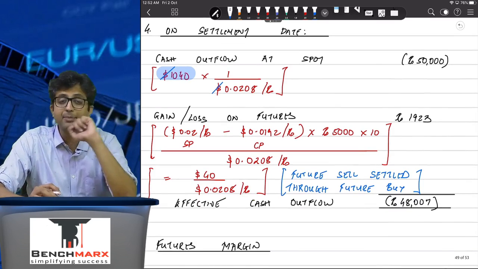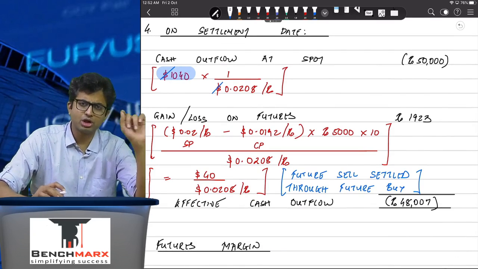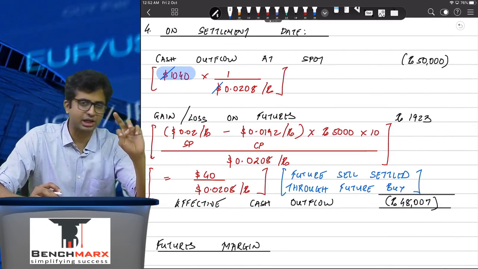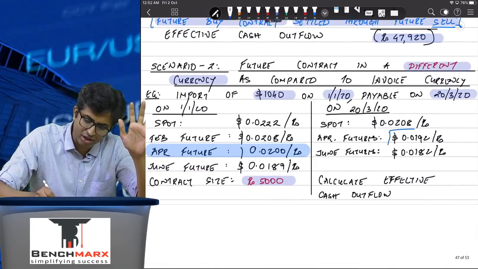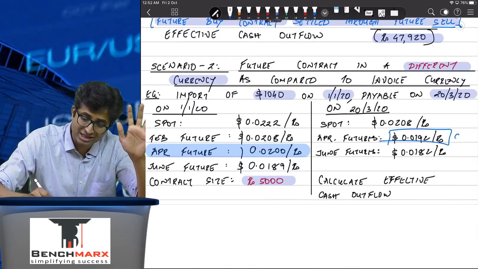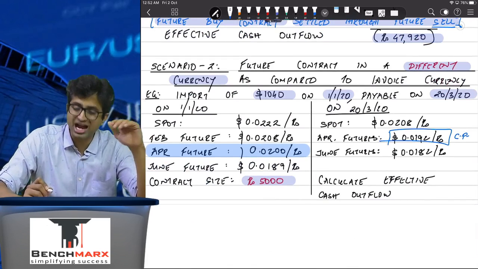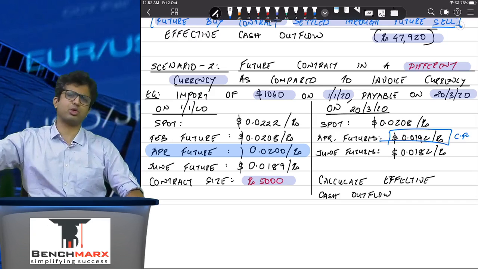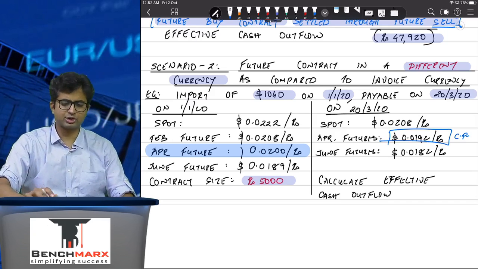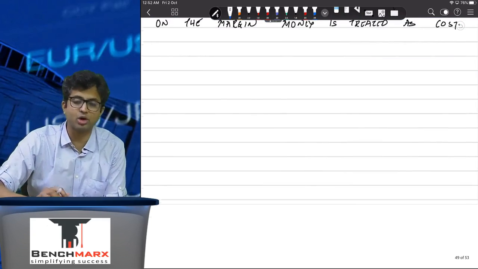Gain or loss. Acha, here a problem can come because your original contract was a sell contract and you will cancel it by buying. Yes, fine. So you will cancel it by buying. So the rate over here is $0.0192. This is your April futures buying rate on 20th of March. So we had already sold, now we buy, exposure cancelled. So this is your buying rate at $0.02.